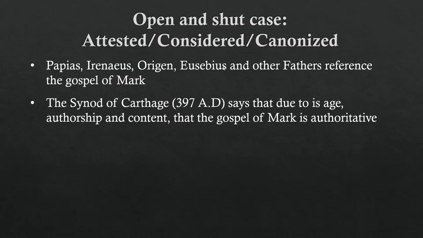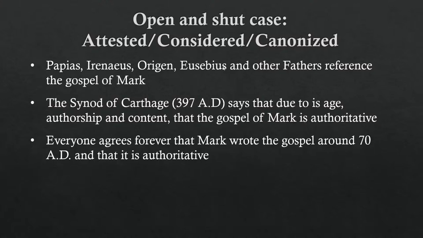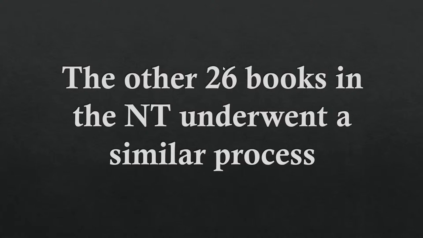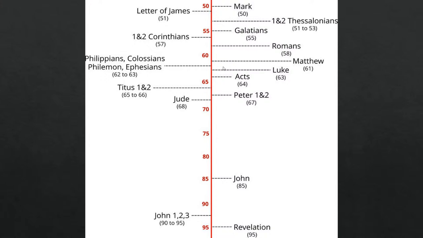Therefore, at meetings of Christians, like at the Synod of Carthage in 397, they say that due to its age, authorship, which they trust, and its content being orthodox, the Gospel of Mark is authoritative. And everyone agreed forever then that Mark was written around 70 AD and that it was authoritative. And the same happened for the other 26 books as well, and underwent a similar process of gathering, systematization, publishing, attestation, consideration. Here are some rough dates for all of those books. And there we are. Thank you very much. That's the opening, that's the formation of the canon.